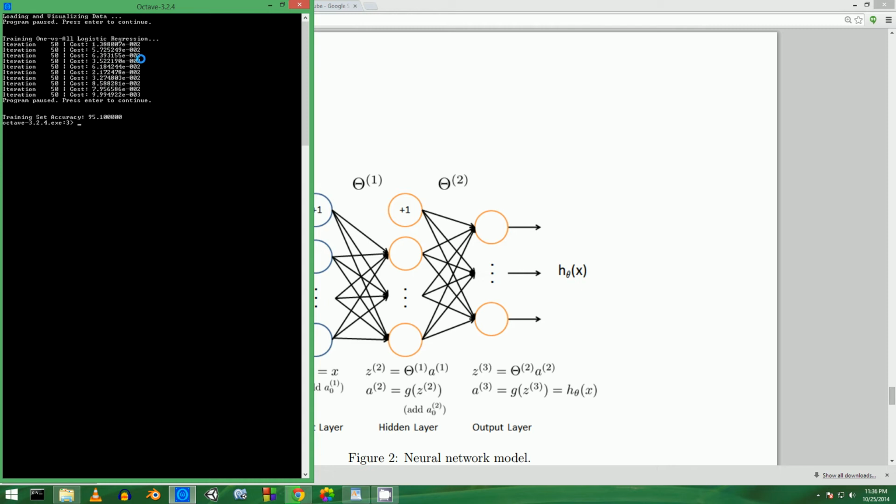The first one is a logistic regression algorithm, which does the same task of detecting the digits. As you can see, the training set accuracy is 95.1%. That means out of all the training set data that I have given it, it has predicted 95% of them accurately. Now I'd like to show you the neural network.